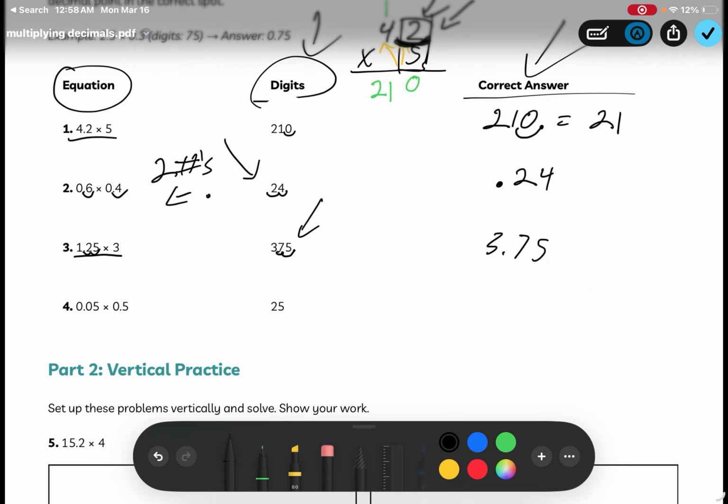Now this one's going to be a little tricky. We only have two numbers here, yet there's 1, 2, and 3 numbers behind the decimal. So we're going to start 1, 2, 3. We're going to add a 0, and we're going to put the decimal. So our answer should be 0.025.